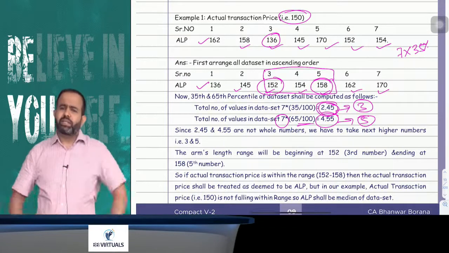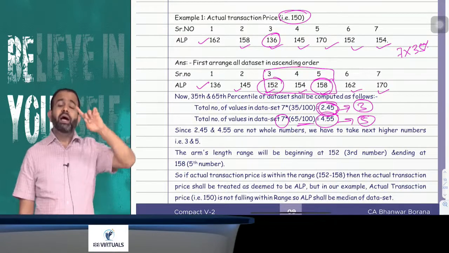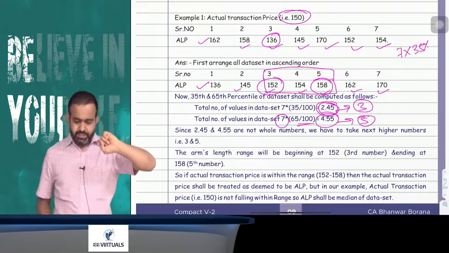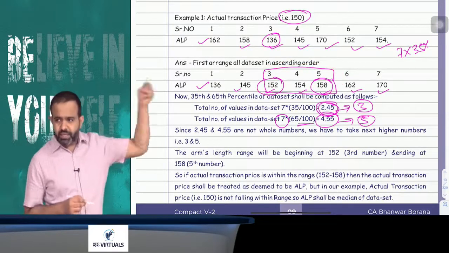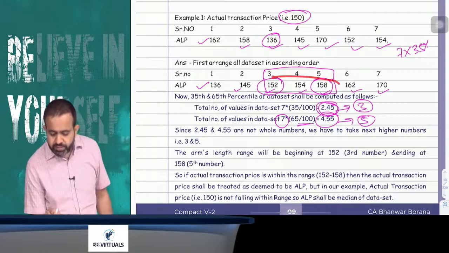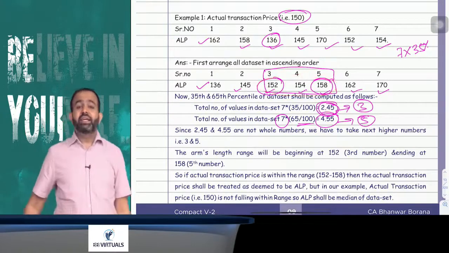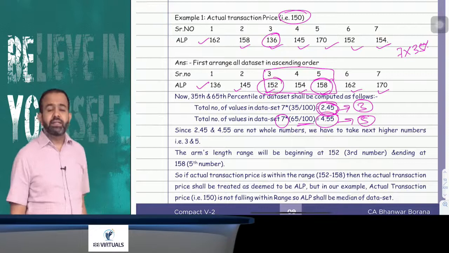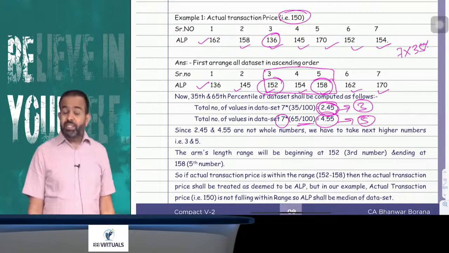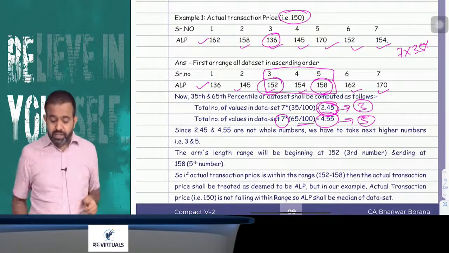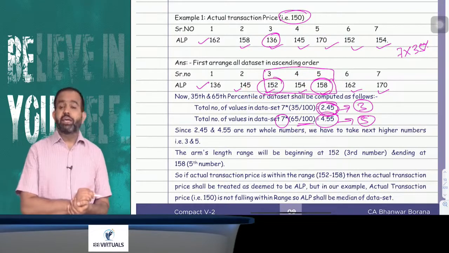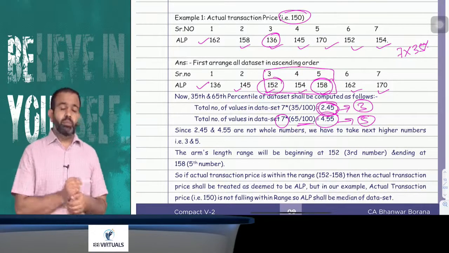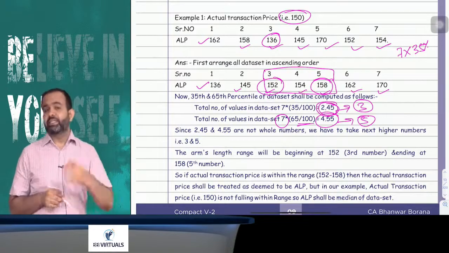Now the lawmaker says that suppose your actual transaction price falls within this particular range. In that case, your actual transaction price is treated as the arm's length price. But suppose your actual transaction price is not falling within this particular range, in that case you have to take the median, the 50th percentile.